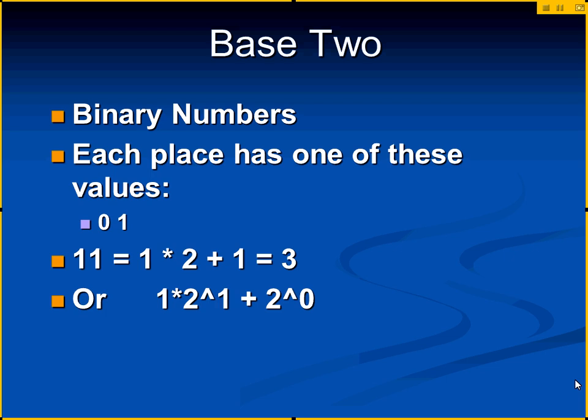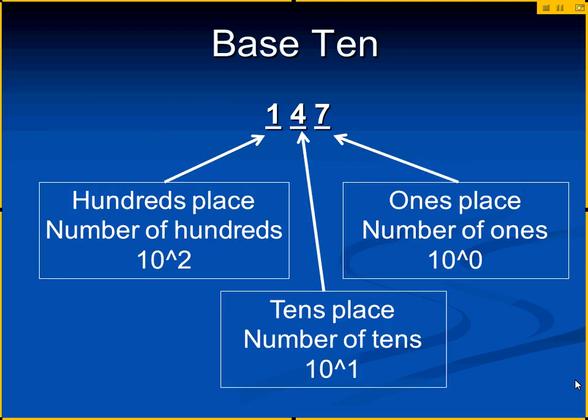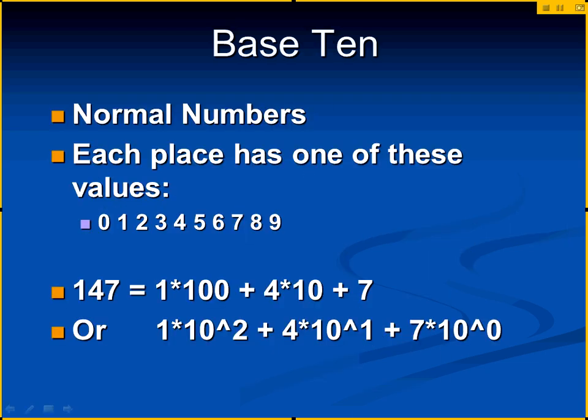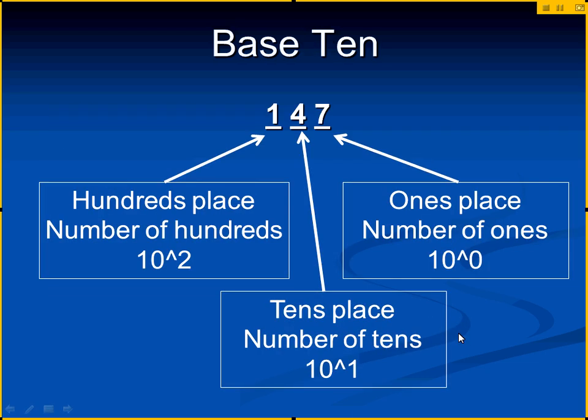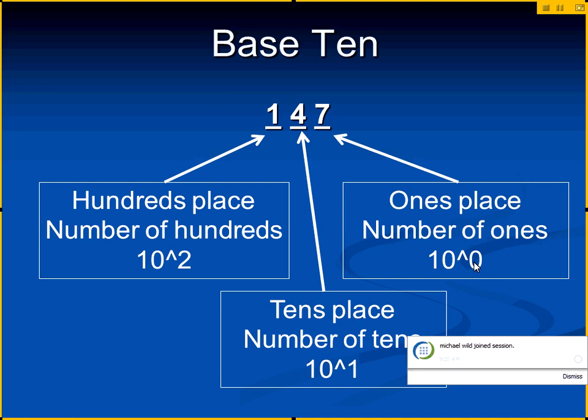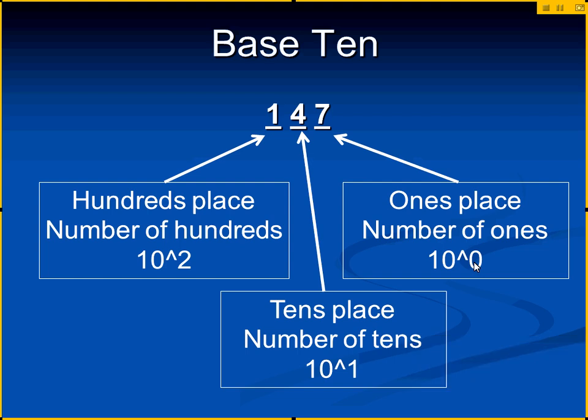Remember when we had base 10, the furthest right column was the ones column? Notice this thing, the ones place is 10 to the 0 power. Well, 10 to the 0, what the heck? Is that a 0? In exponents, any number raised to the 0 power is 1. A billion to the 0 is 1.